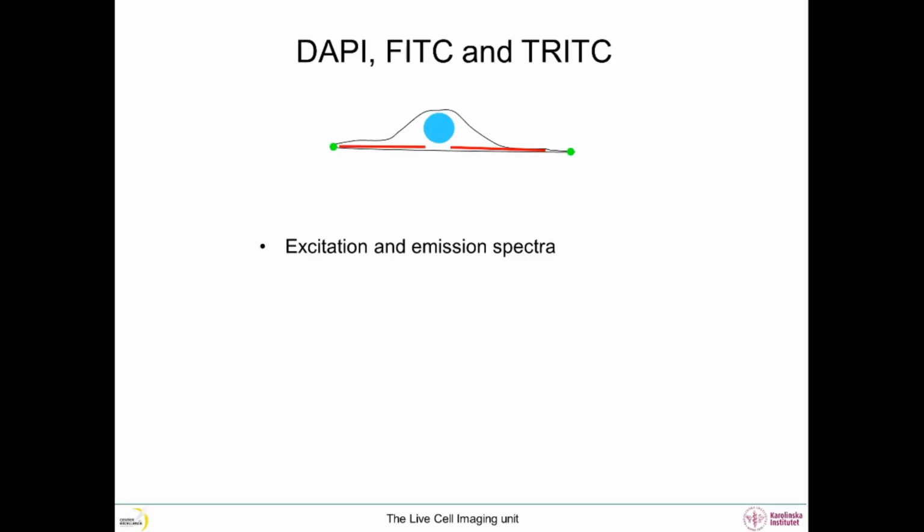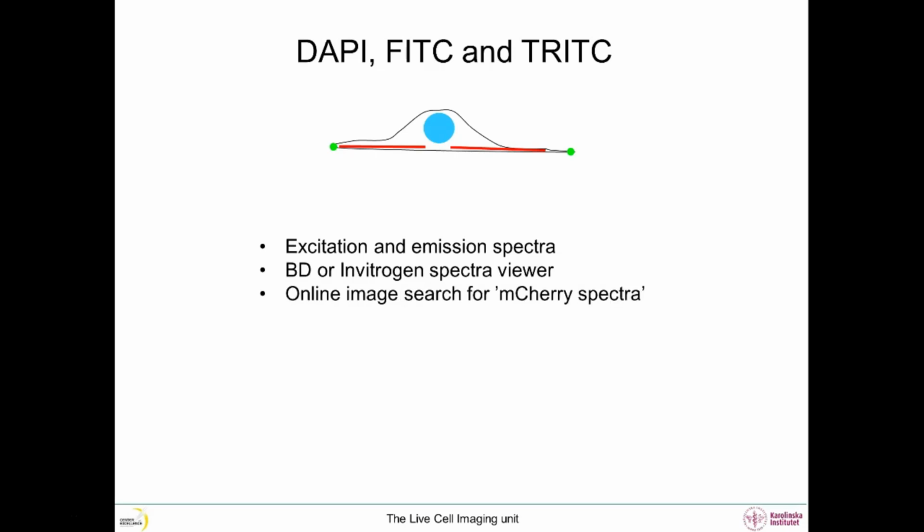As an example, let us consider the case of a triple labeled sample containing DAPI, FITC, and TRITC. First, we must find the full excitation and emission spectra for each of these fluorophores. You can find the spectra in several ways. Use online spectra viewers like those on the BD or the Invitrogen websites. Some fluorophores like M-Cherry, for example, are not listed on these websites very often. In that case, go online and do an image search for M-Cherry spectra. Make sure you are indeed looking at the correct spectra.